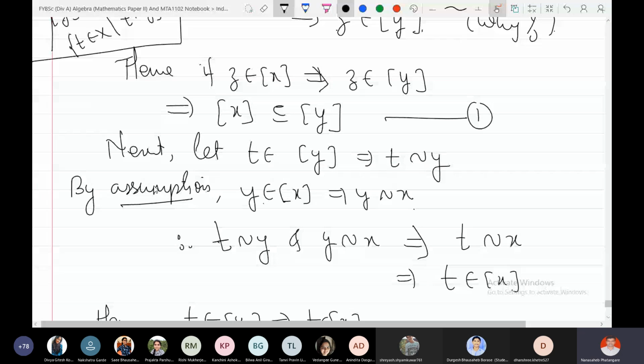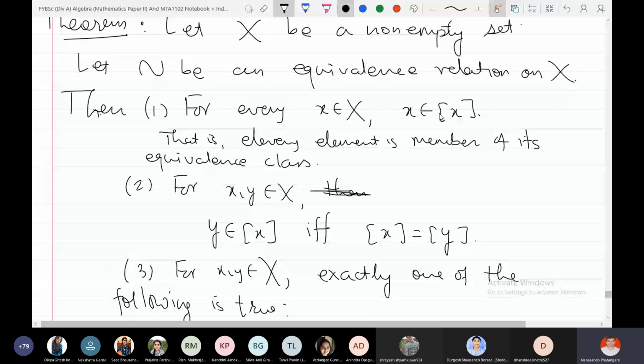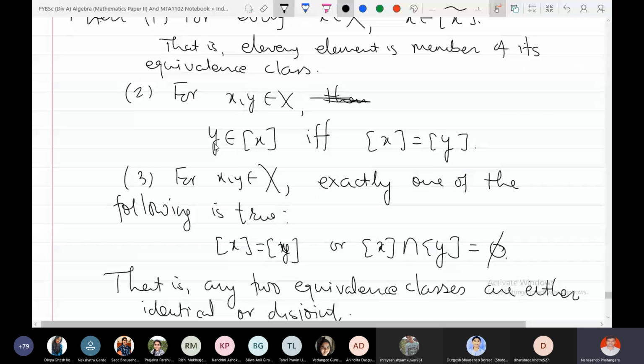Okay, fine. So what was our theorem? Our theorem was that every element is a member of each class. We proved it. If you look at any two elements, Y is in the class of X if and only if their classes are equal. Right. So the second part is done.